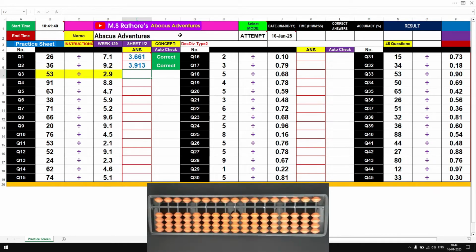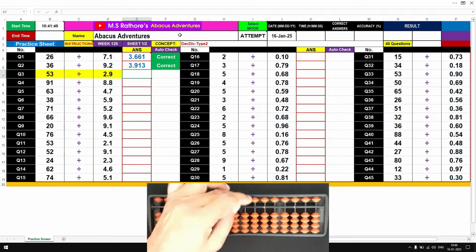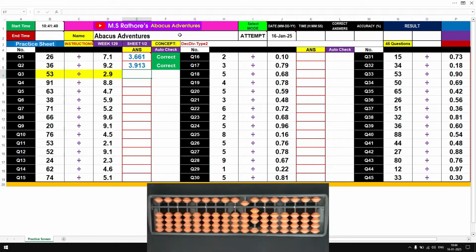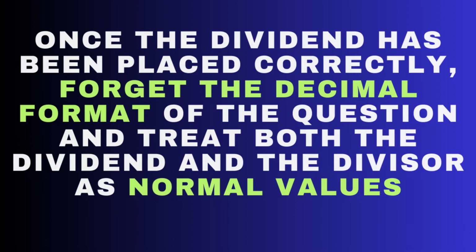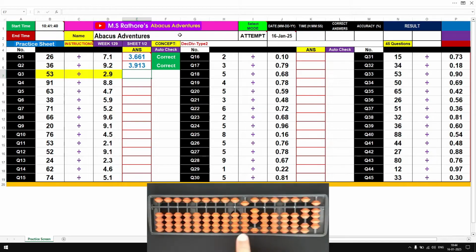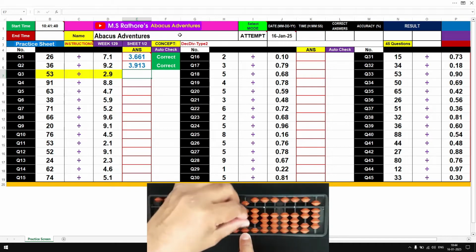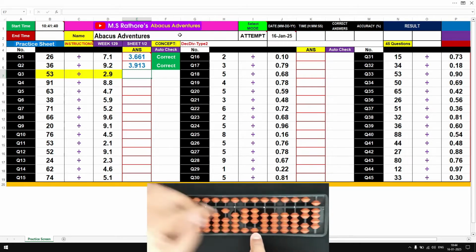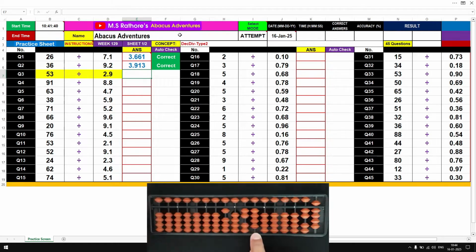Question number 3, 53 divided by 2.9, placing 53 from rod number 0, and 2.9 is now treated as 29, a normal value. My finger is below 5. Let's start dividing. 2 1s are minus 2, finger shifted. 9 1s are minus 9. Next round, 24 is the new value.